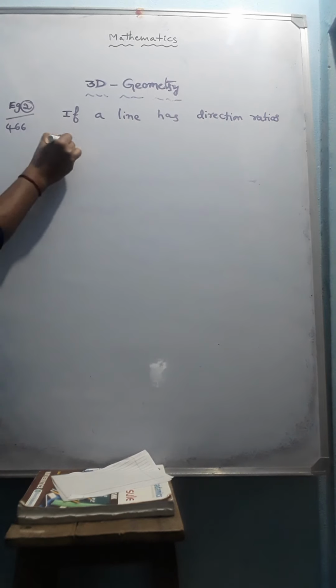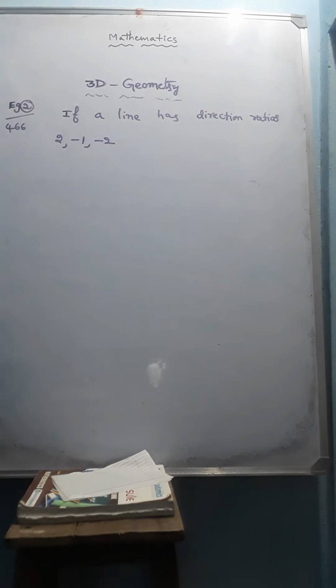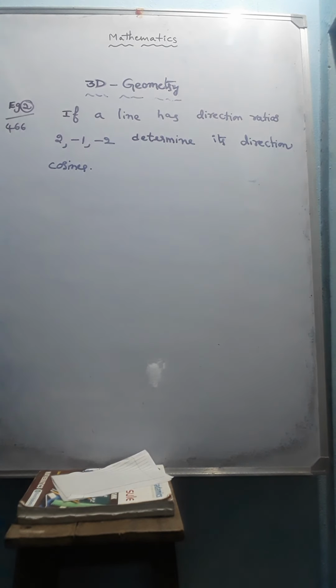So example number 2, page number 466. If a line has direction ratios 2, minus 1, minus 2, determine its direction cosines. Okay, this problem also will come for 1 mark, very important.